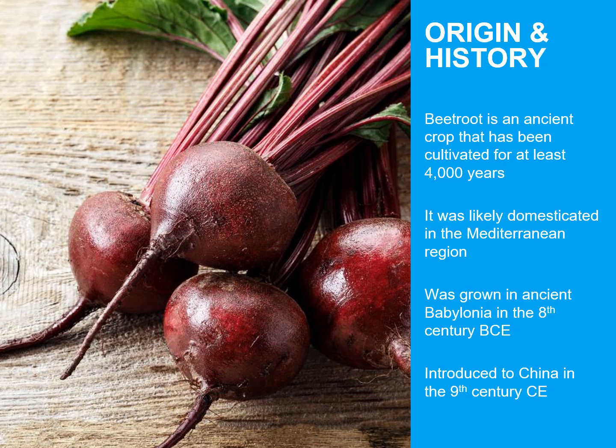So beetroot is a very ancient crop which has been cultivated for at least 4,000 years. It was likely domesticated in the Mediterranean region and was initially grown in ancient Babylonia as far back as the 8th century BC. It was also introduced later on into parts of China in the 9th century CE.